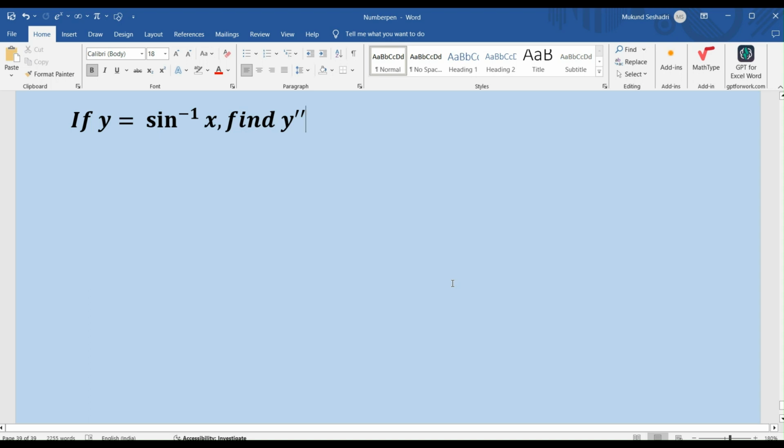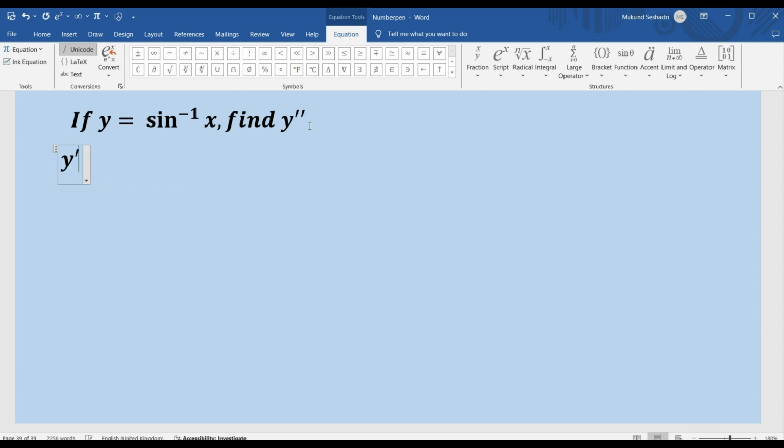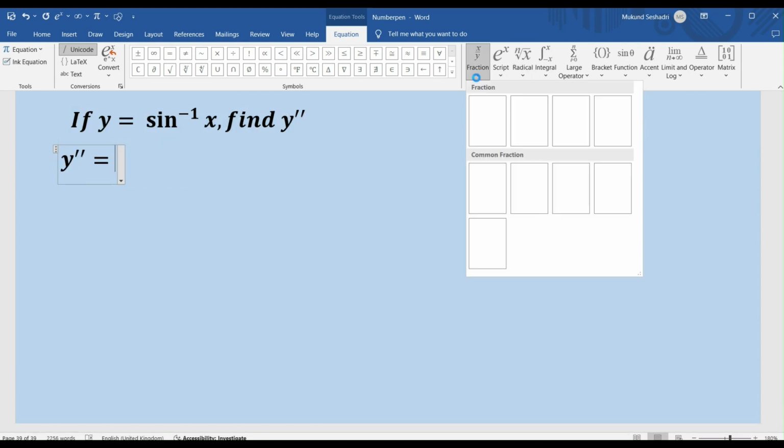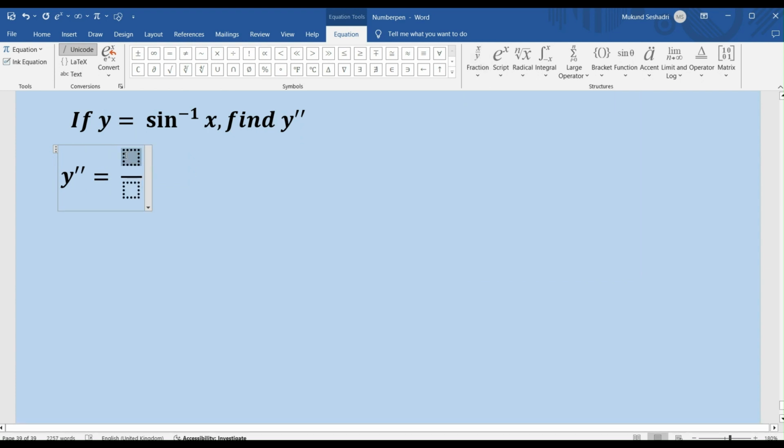So there we have the problem on our screen. If y equals sine inverse of x, find y double dash, right? So far we've been solving problems to figure out what is our dy by dx. So here we've been asked to find y double dashed, and what is our y double dash? Our y double dash is nothing but d by dx of dy by dx, right? So what we often call the second derivative, d by dx of dy by dx.